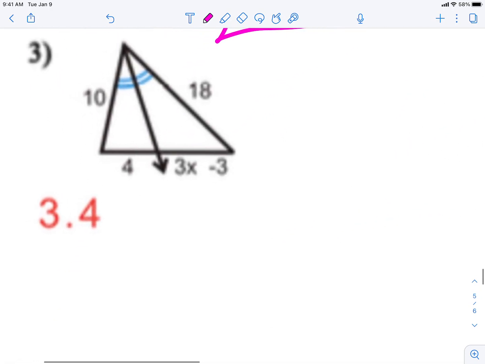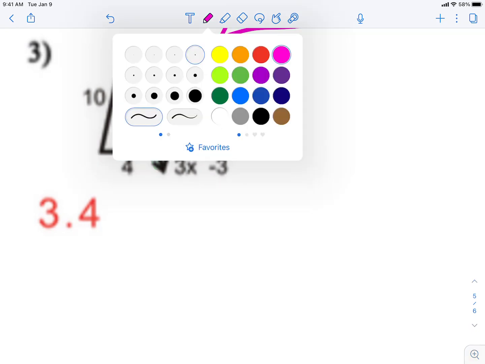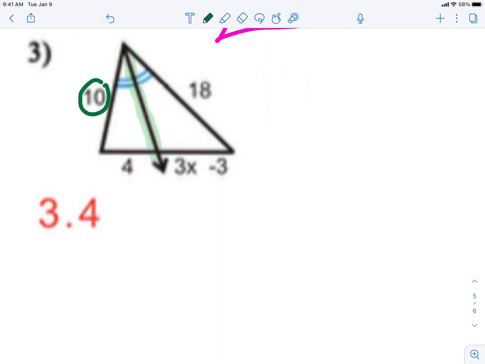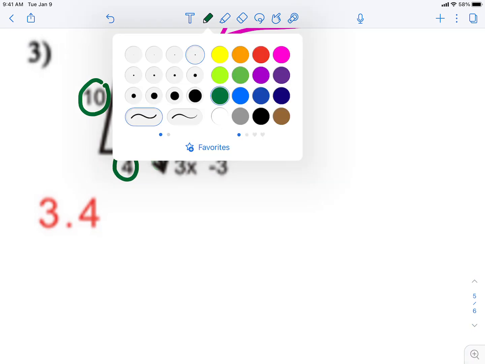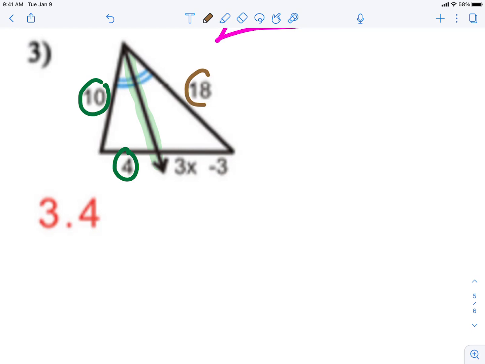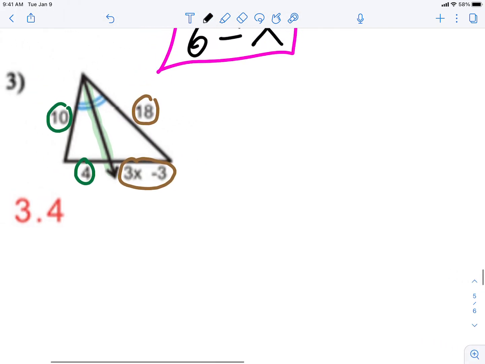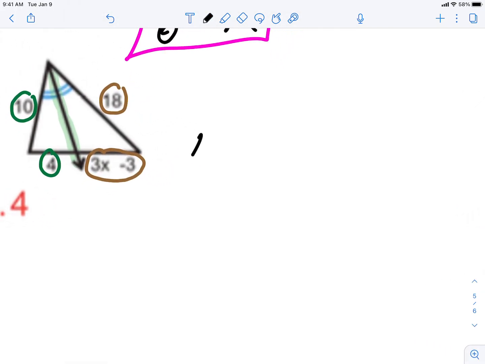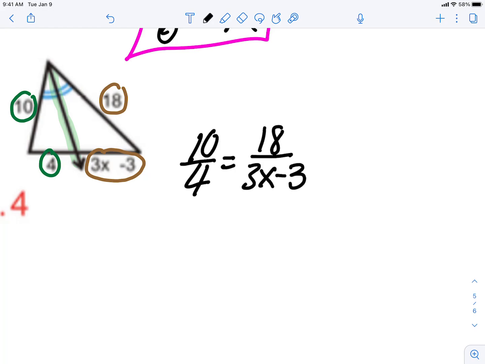Okay. Number 3. So again, let us remember that here is our angle bisector here. And when we have the angle bisector, those special relationships form with the sides. So this 10 has a special relationship with 4. And this 18 has a special relationship with 3x minus 3. You know what you're thinking? Wait, that's not a regular number. That's okay. The whole thing is 3x minus 3. So let's write down our proportions, right? So 10 goes with 4, which is equal to 18, which goes with 3x minus 3, right?